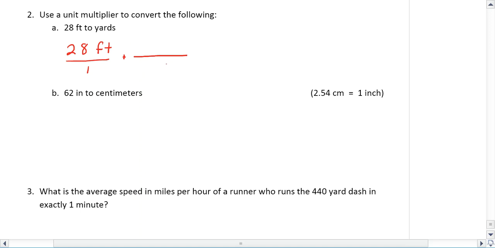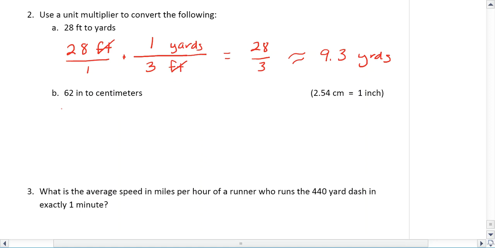So if the feet is in the numerator here, it must go in the denominator in my multiplier, and I want to be left with yards. So we're going to put that in the numerator. And we know that yards are bigger, so 1 yard, common knowledge, we know it's 3 feet. And so now when we multiply these two fractions, feet divided by feet is 1, that goes away. So we end up with 28 over 3, and we do need to divide that, and we'll just round off. So this rounds off to approximately 9.3 yards.